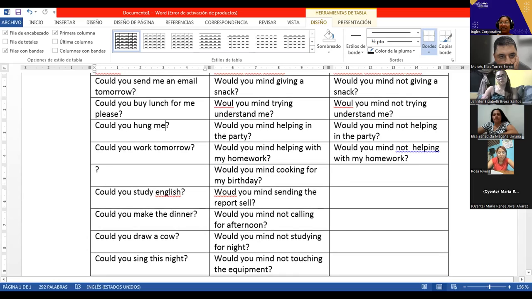Would you mind giving me a snack? Es decir, que ya se están durmiendo, entonces necesitan snack for you not to fall asleep. Would you mind trying to understand me? Trying to, porque van dos juntos. Would you mind trying to understand me?